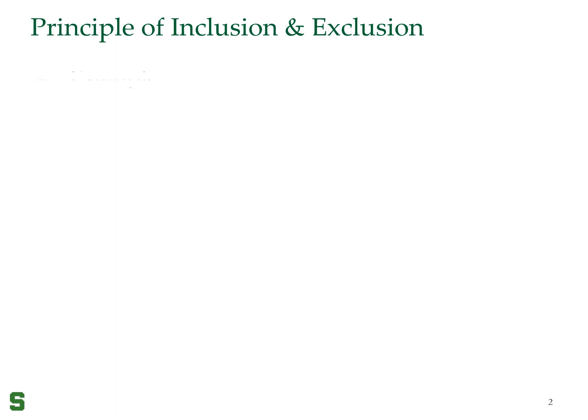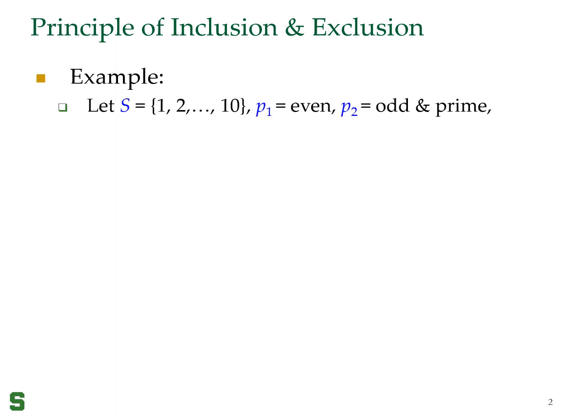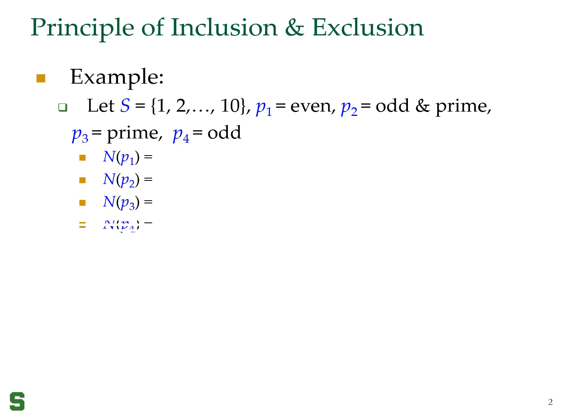Let's look at an example. Let S be the set from 1 through 10. Let P1 be the property that the number is even, P2 be odd and prime, P3 be prime, and P4 be odd. So let's ask the question, how many numbers do we have that have the property P1, property P2, and so on and so forth. Pause the video here to figure it out on your own and then check the answers on the next slide.